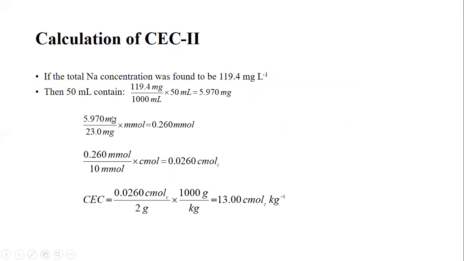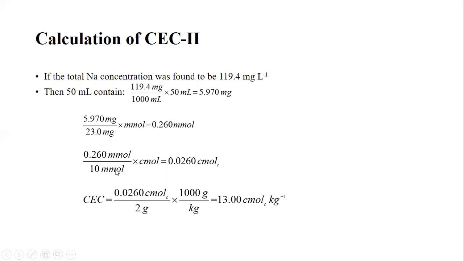Remember, milligram gives you millimole, gram gives you mole. This is easier instead of changing it to grams and then mole and then back again, because they are all divided by 1,000. Milligram, millimole, gram, mole. So we divided by 23, which is like milligram per millimole, so the milligram over milligram per millimole equals 0.260 millimole. So in that 50 ml, the total sodium we have is 0.260 millimole of sodium.